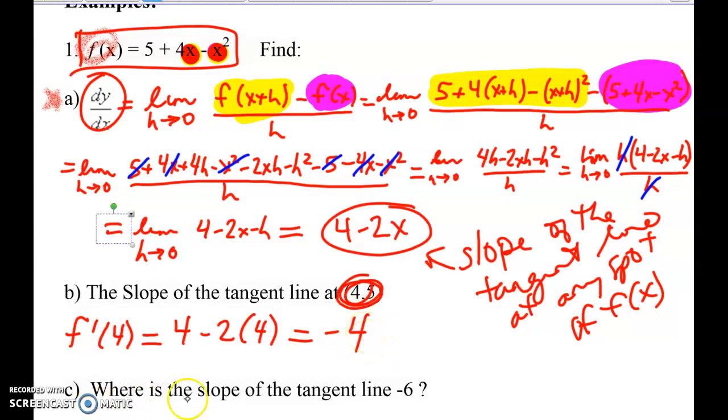Easy enough. Where is the slope of the tangent line -6? Okay, well, f prime, at what x value is our slope of that line going to be -6? Well, f prime of x is equal to, what did we say, 4 minus 2x. At what x value there? Well, if I solve that out, x is going to equal 5. So when x is 5, at that point, the slope of the tangent line of this function is -6.